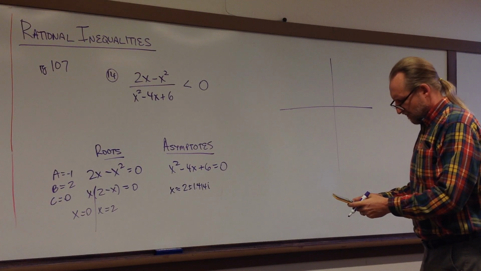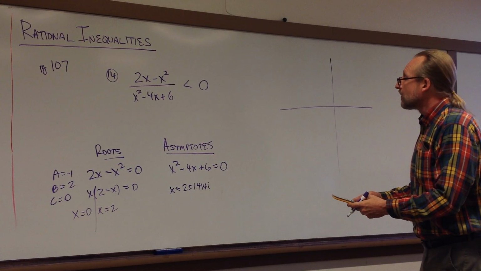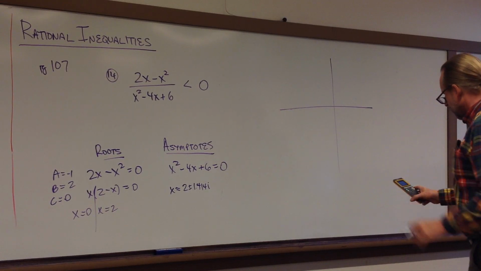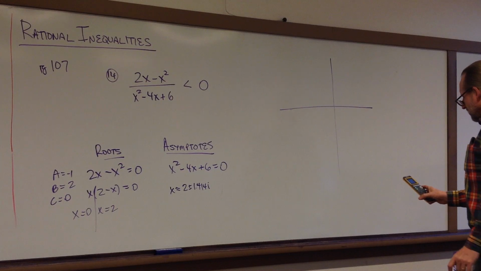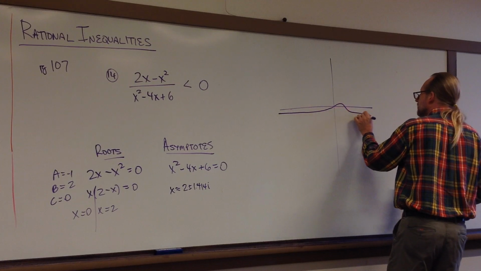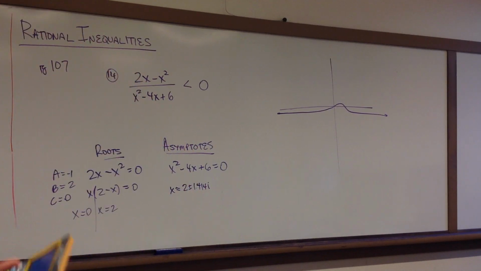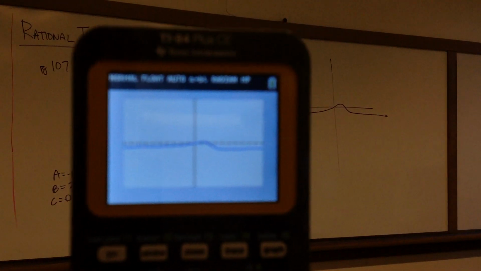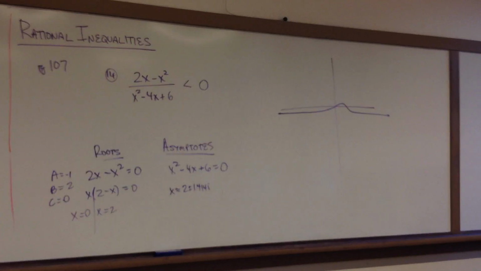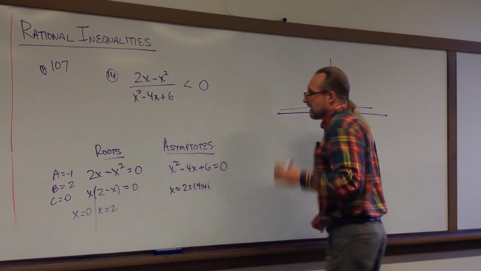Let's see, 2x minus x squared on top, and then x squared minus 4x plus 6 on the bottom. And what do we get here? Okay, so this thing comes along like this. There's our two roots, and we don't see any asymptotes. Here's what it looks like on the calculator. Okay. So this one ends up being pretty straightforward once you recognize that it's not going to have any asymptotes.